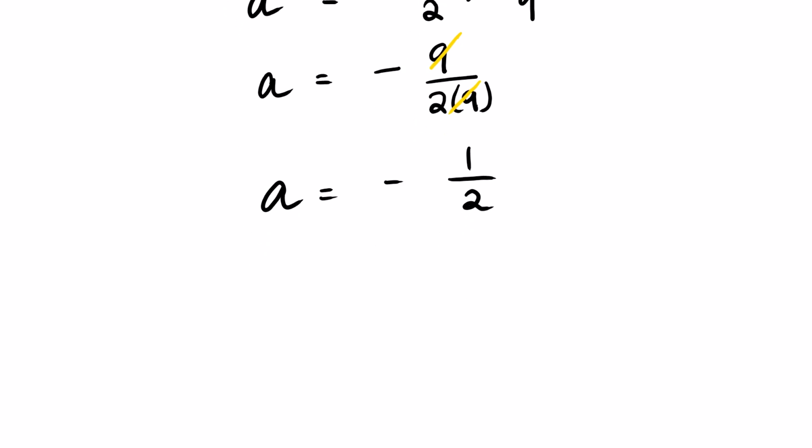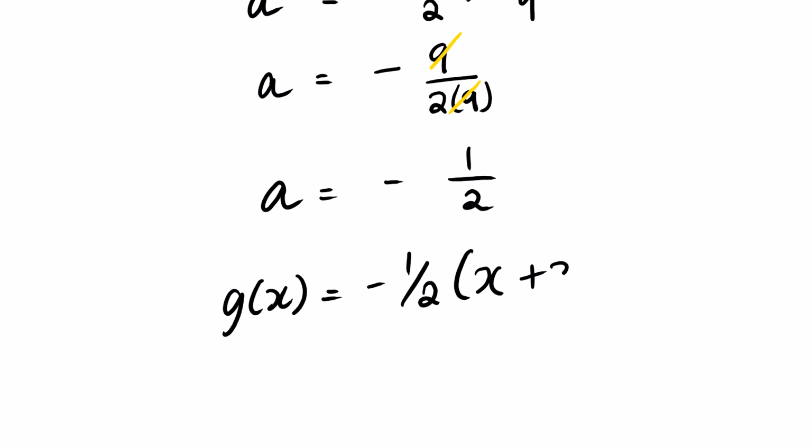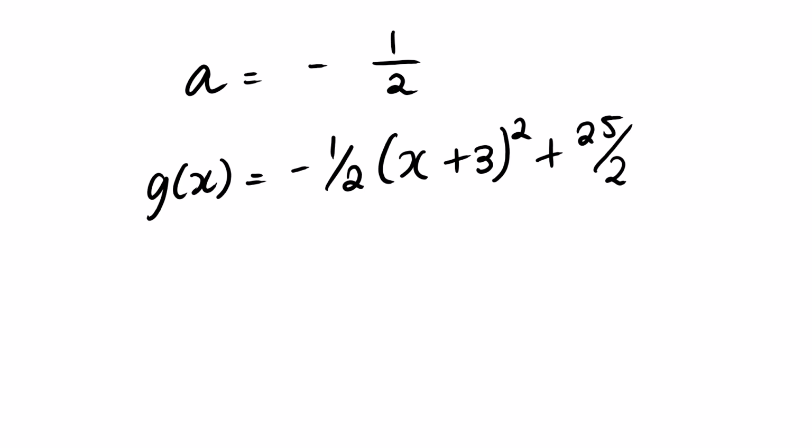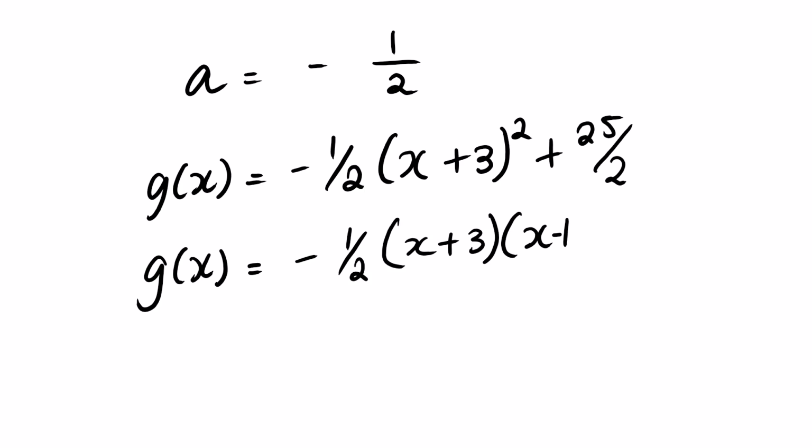-1/2. And then we go back to our equation where we see a, and we substitute this: y = -1/2(x + 3)² + 25/2. Now remember the question, it says we must write it in that form. So I have (x + 3)(x + 3), and when I expand this, plus 3, plus 25 divided by 2.